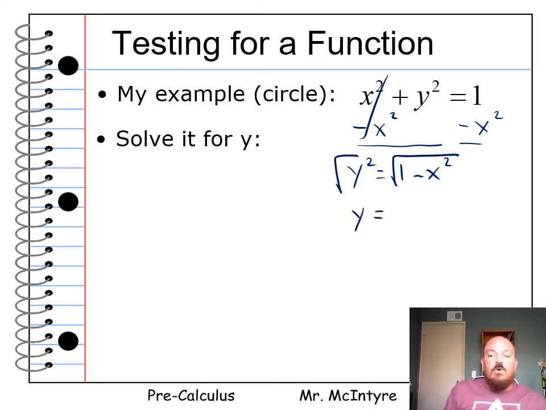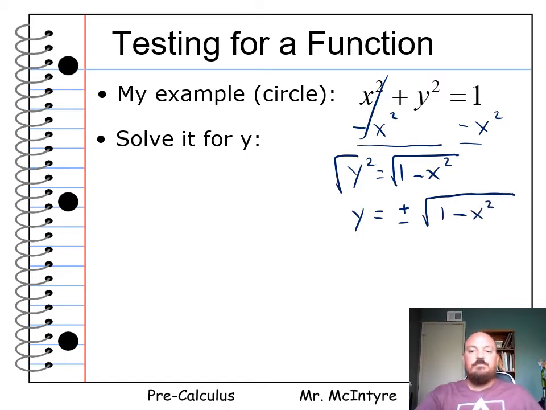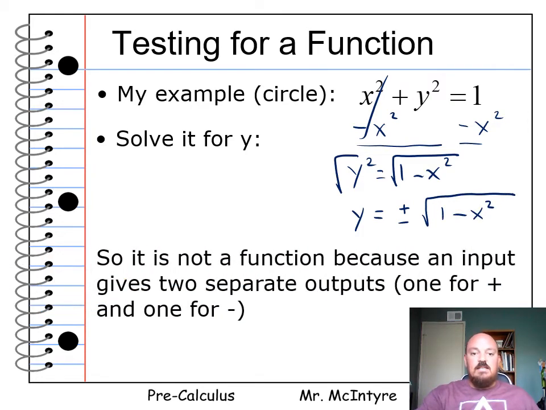Now here's the real important thing, and I want you guys to just burn this into your memory and remember it forever. Every time you take the square root of both sides of an equation, you get two answers. You get a plus or minus. So what I get is y equals plus or minus square root of 1 minus x squared. And that plus or minus is actually the reason it's not a function. It's not a function because if I plug in a number for x, I'm getting two answers, one for the plus and one for the minus.